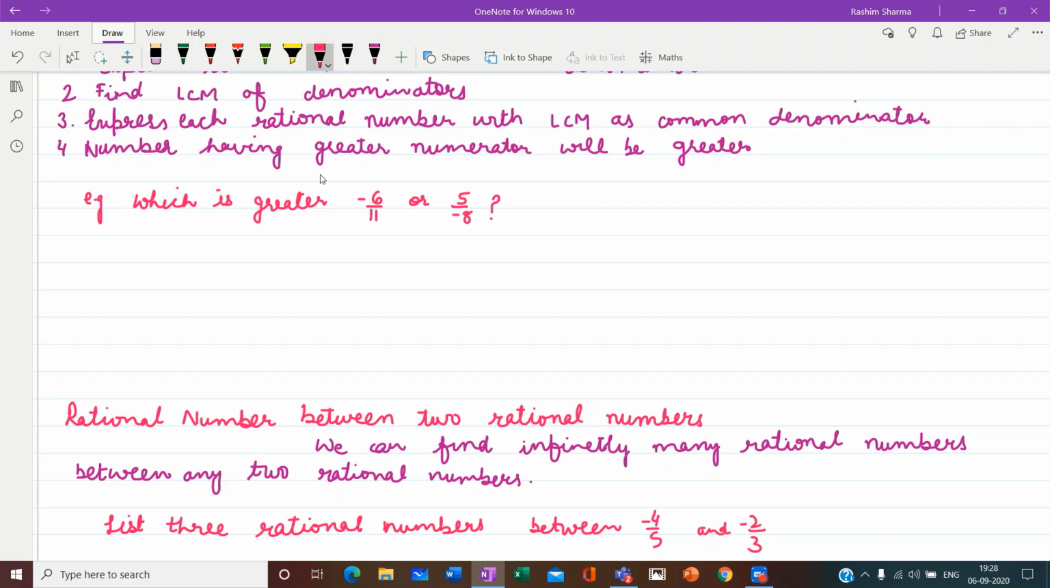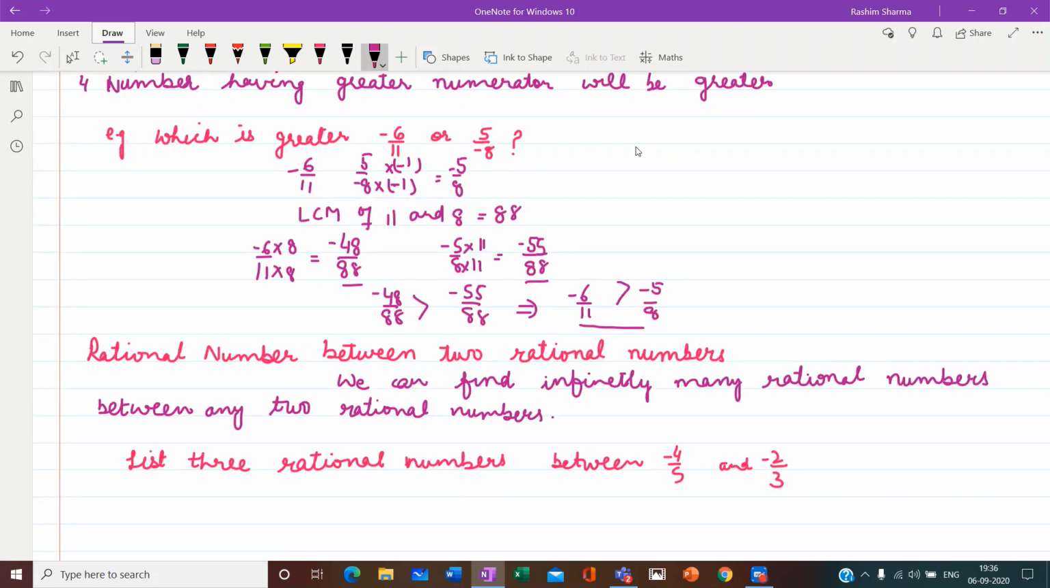Which is greater, minus 6 on 11 and minus 5 on 8. Now, let us first change the denominator to positive. Now, here in minus 6 on 11, we are already having a positive denominator. In the same way we can write for ascending order and descending order.